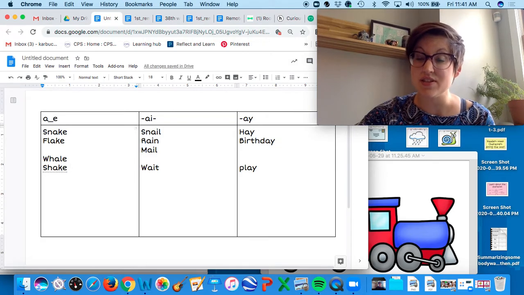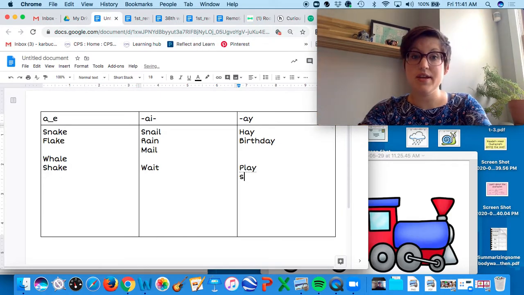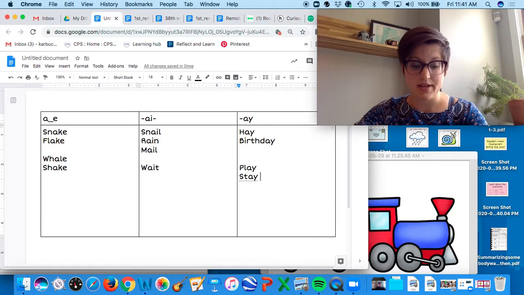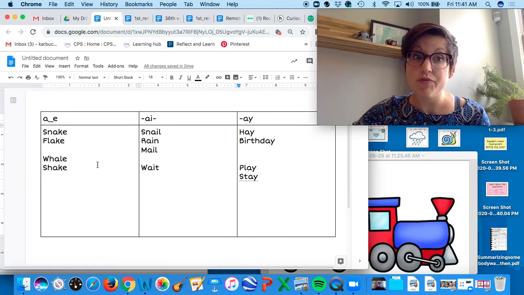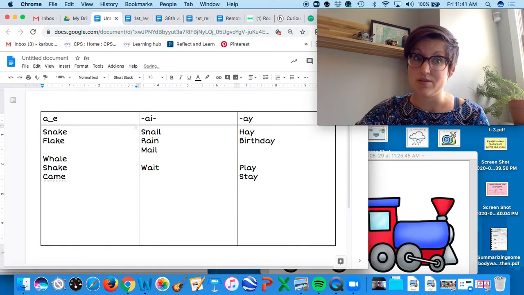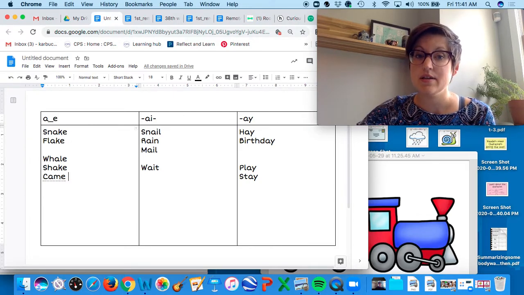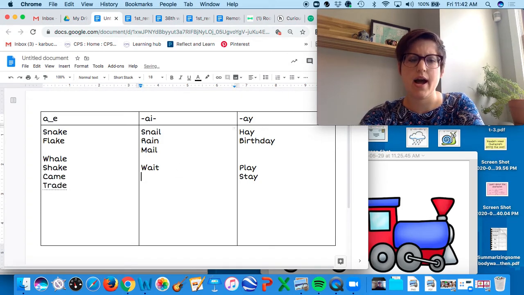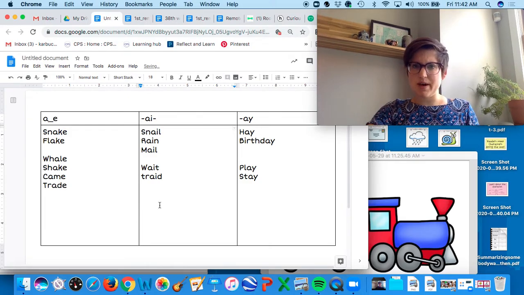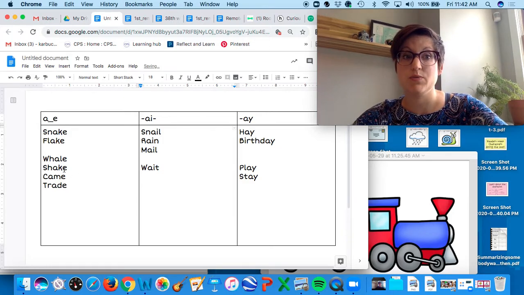Our next one is stay, so let's sound it out. Stay, stay. And we hear an A at the end, so that's going to be an AY at the end of the word. Next is a sight word, came. Hopefully we already know that this is an A silent E word, so C-A-M-E. Our next one is trade, trade. So let's spell that out both ways. I'm going to spell it with my A silent E and then with my AI. And which one looks better to you? I hope that you said the A silent E because this is how we spell trade. So we have whale, shake, came, trade.